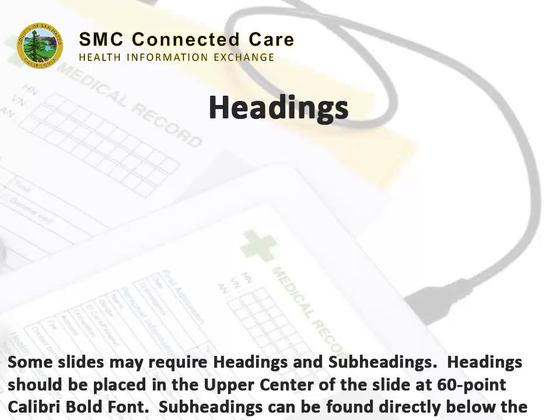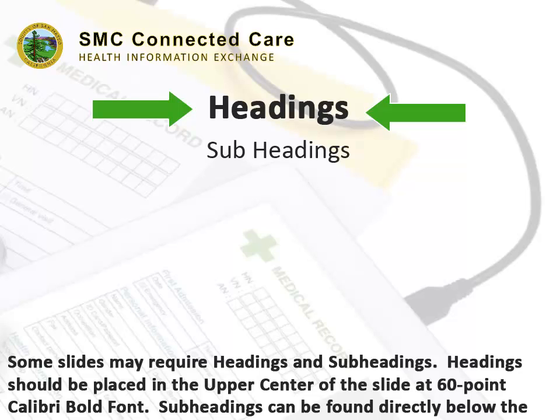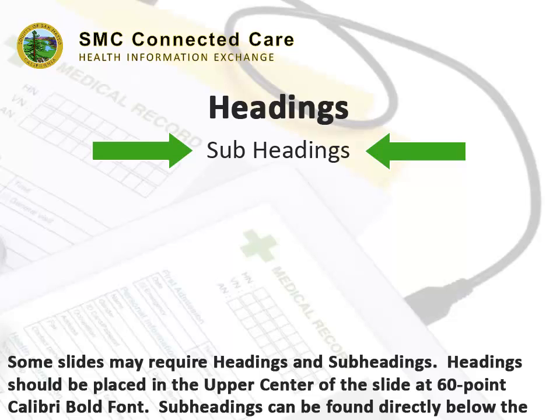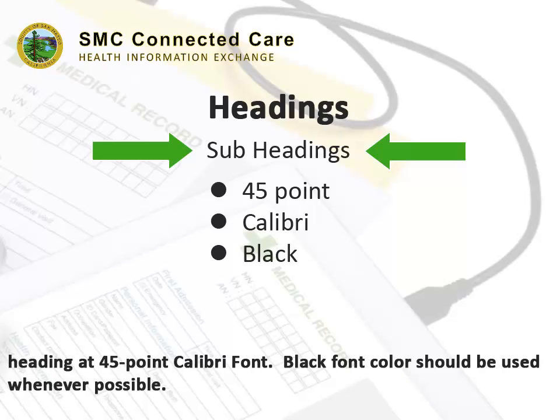Some slides may require headings and subheadings. Headings should be placed in the upper center of the slide at 60-point Calibri bold font. Subheadings can be found directly below the heading at 45-point Calibri font. Black font colors should be used whenever possible.